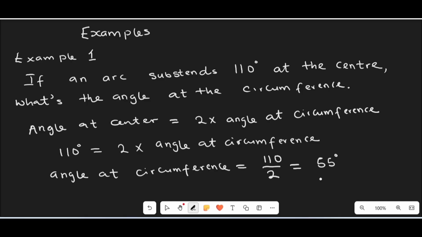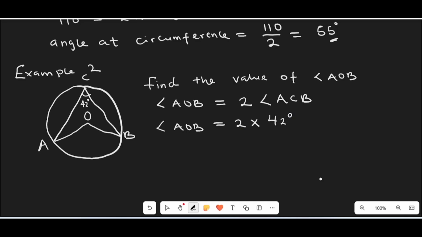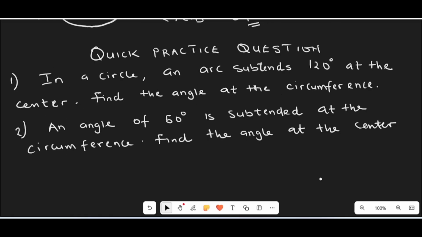Our example 2, find the value of angle AOB. We have already shown that the angle at the center is twice the angle at the circumference. That means our angle AOB equals 2 multiplied by angle ACB. Angle AOB equals 2 multiplied by our angle ACB, which is 42 degrees. Angle AOB equals 84 degrees. This is our quick practice question.